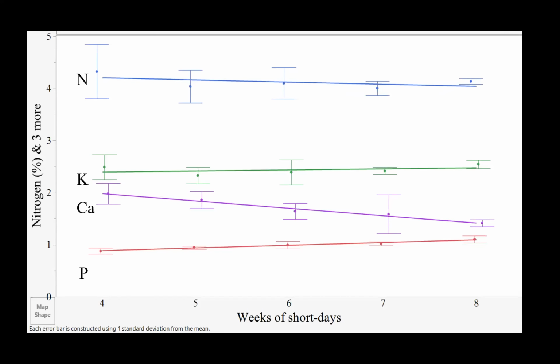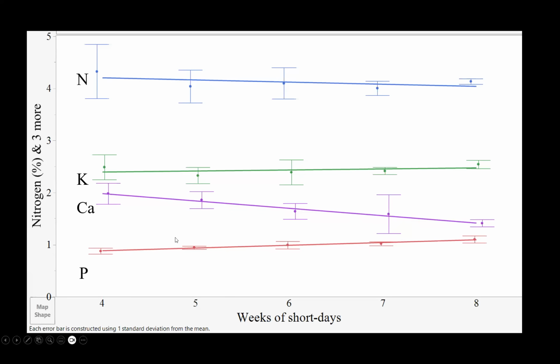So if we look at the nutrition in the tissue analysis of these plants, and this would be nutrition of the buds of the leaf tissue with fertilization, you see the nitrogen really doesn't change. Potassium doesn't change much. Calcium actually comes down a little bit with each of the final weeks of production, and phosphorus actually goes up some in the final weeks of production.